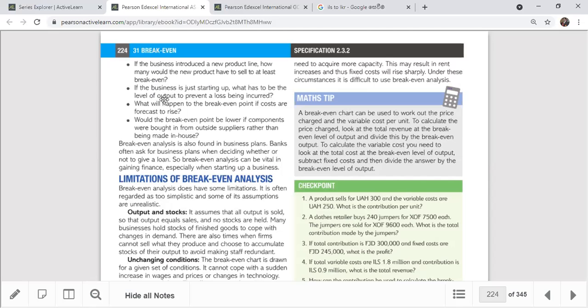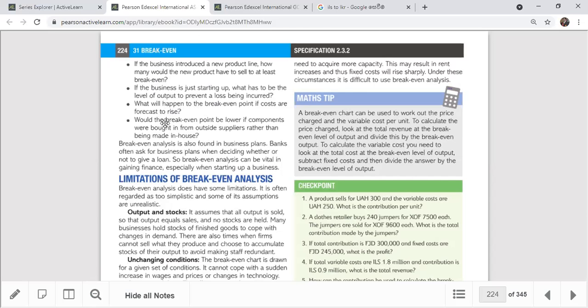And what if the business is just starting up? What has to be the level of output to prevent a loss being incurred? And what will happen to the break-even point if costs are forecast to rise? Cost forecast to rise, like that. Normally, in cost changes, what happens to the break-even?